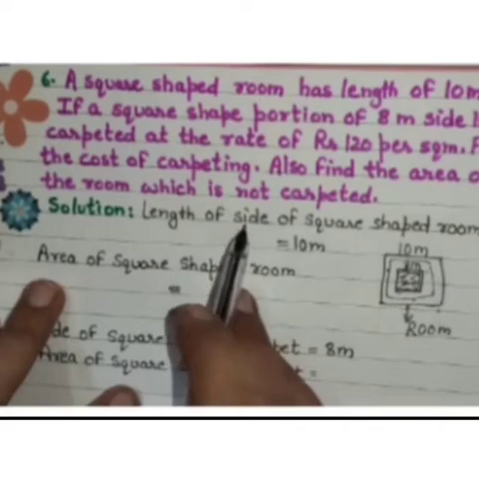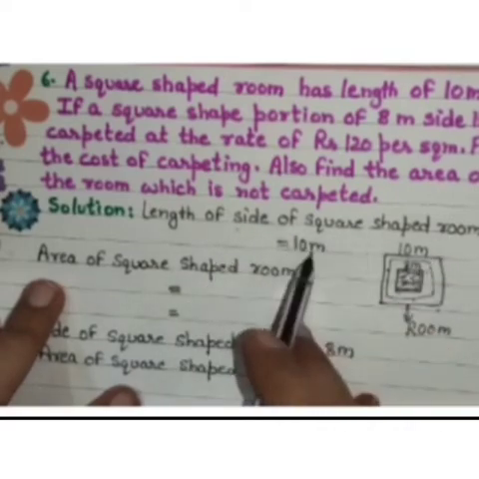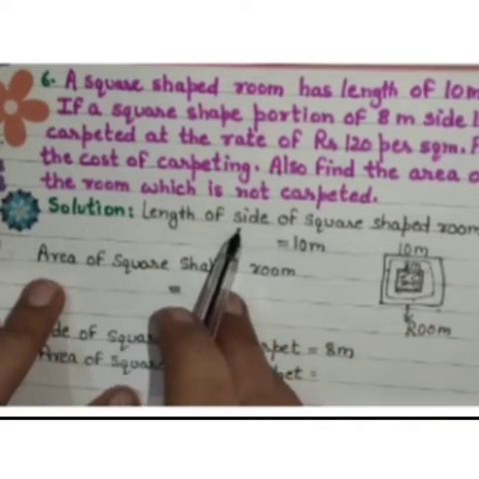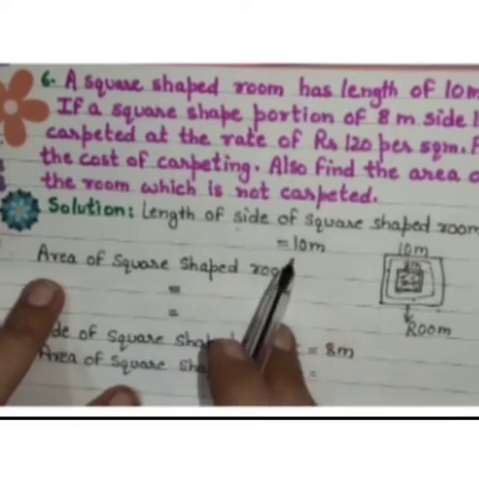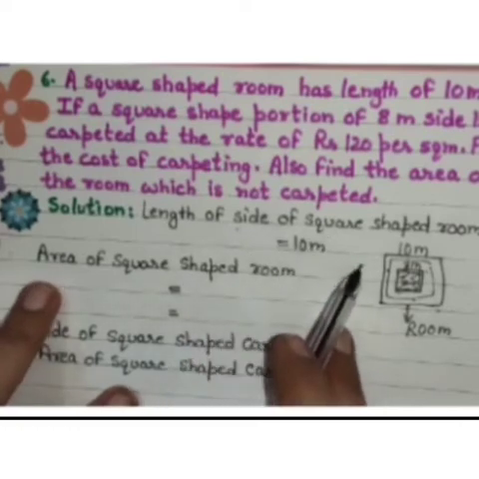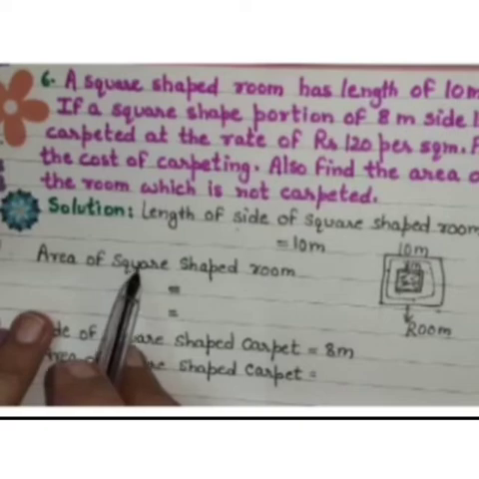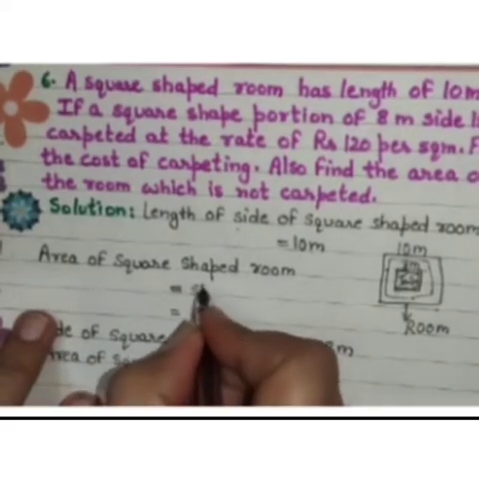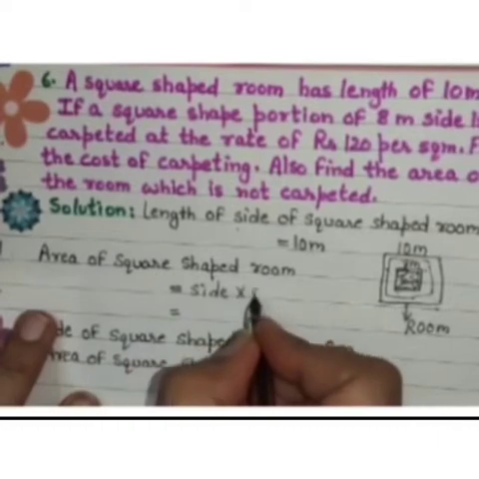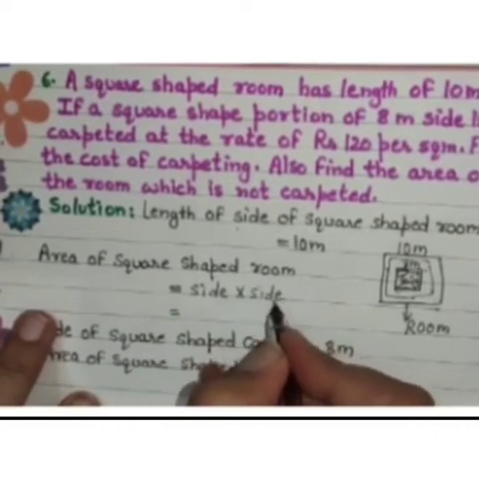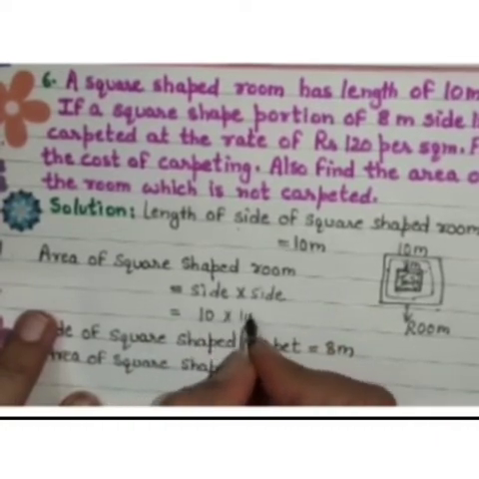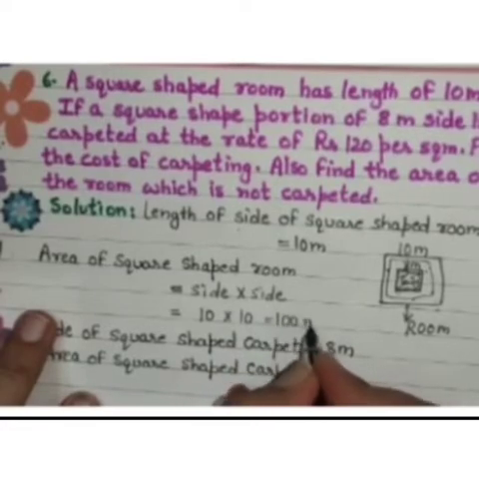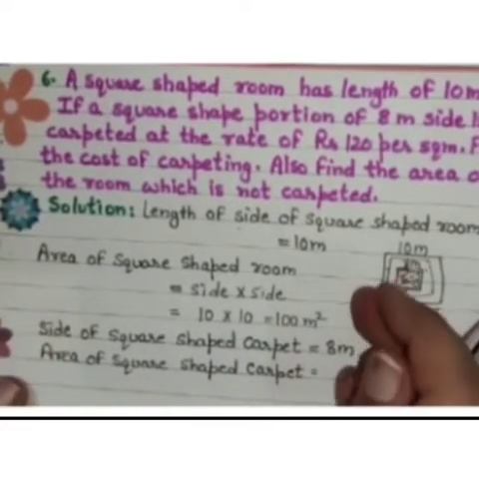We have given side of square shaped room 10 meter. It means side of floor of room is 10 meter long. Now we have to find the area of square shaped room. Formula for area of square shaped room is side multiply side. On multiplying 10 by 10, we get 100. 100 meter square is the area of this floor of room.